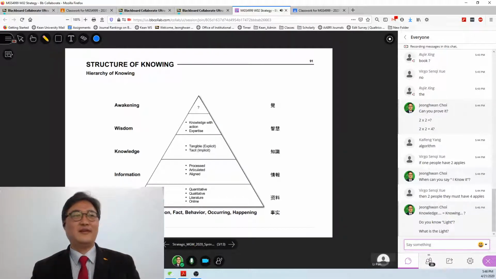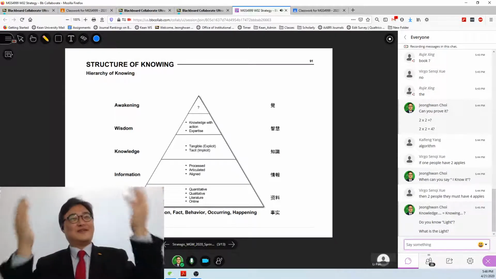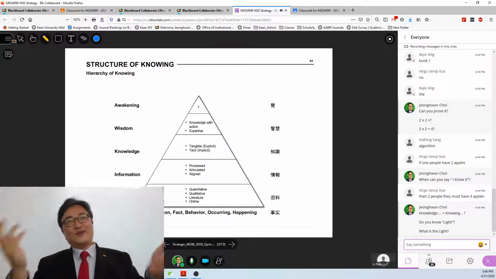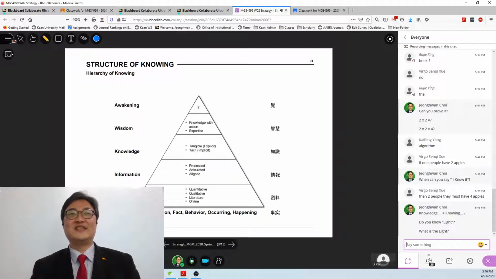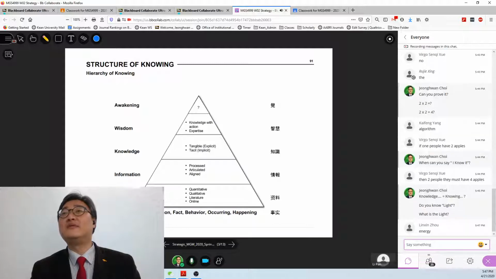Somebody in another section said the light is a God, and the God created the light. God is okay, I know, but I'm asking about the physical light. What is a physical light? What is a light? Nancy, don't go. Where are you going? What is a light? Energy, many of you say. So then, what is the energy? Energy is the light.